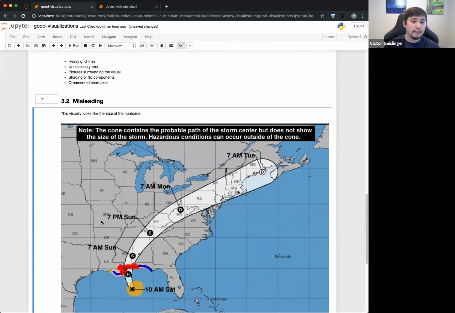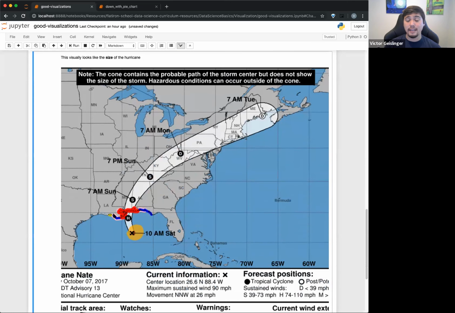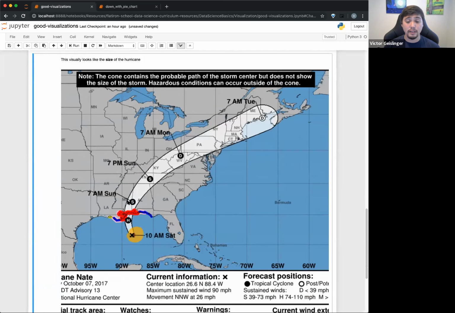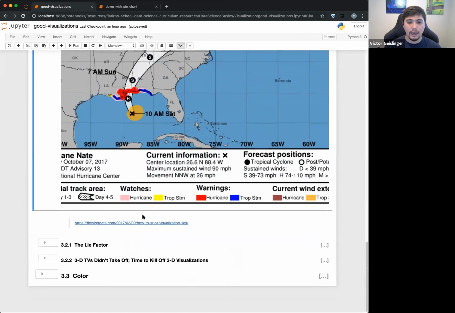And again, the problem is, it's debatable. Is it information that is useful? Yes. Is it information that can be misleading? Probably. For most people when they first see this, they're not going to read all these things. They're going to see this and say, oh, there's the hurricane. Okay, so that's something to look out for.